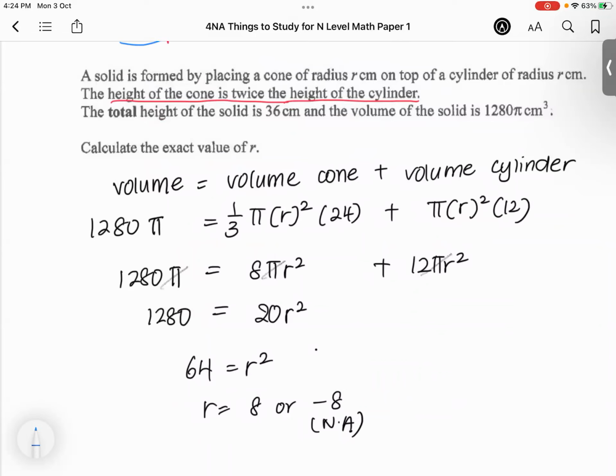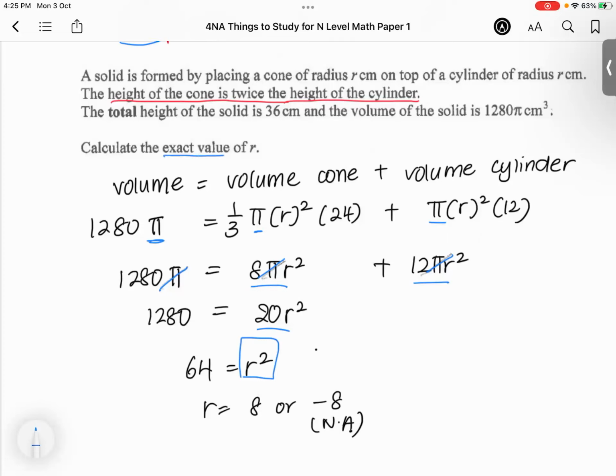Then what do you notice? Here got pi, pi, and pi. All three of them have pi. I can cancel away the pi. Left with numbers: 8r squared plus 12r squared, 20r squared. Don't take square root first. Make sure you get only r squared first. Get rid of the 20, then take square root.